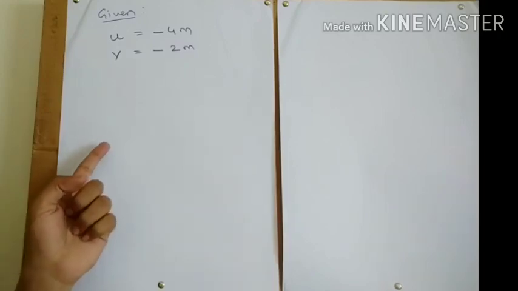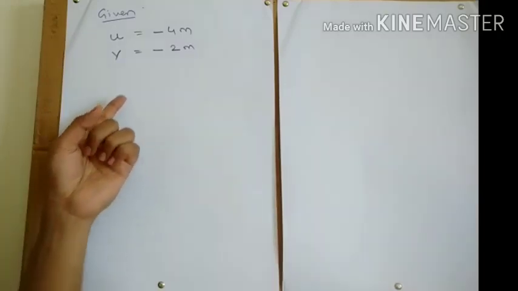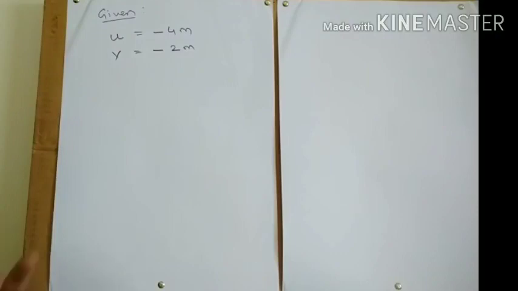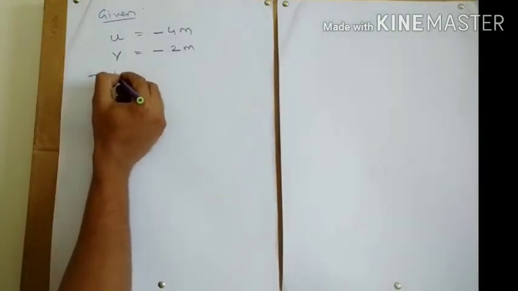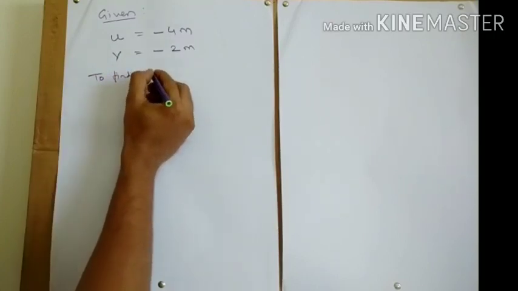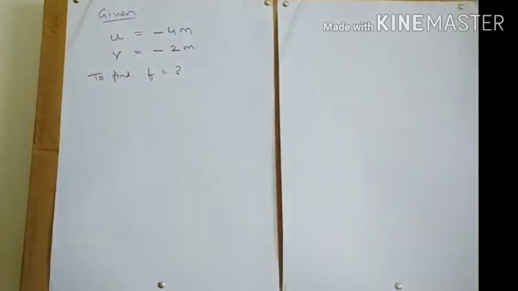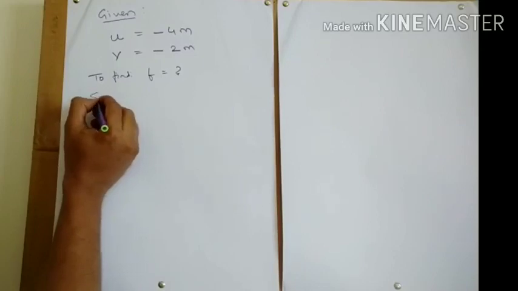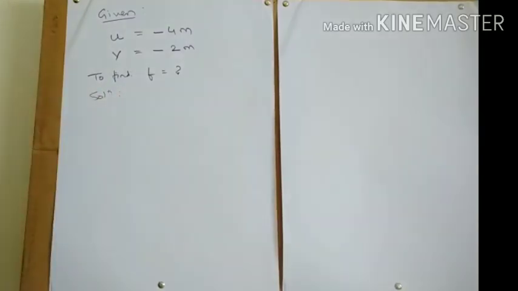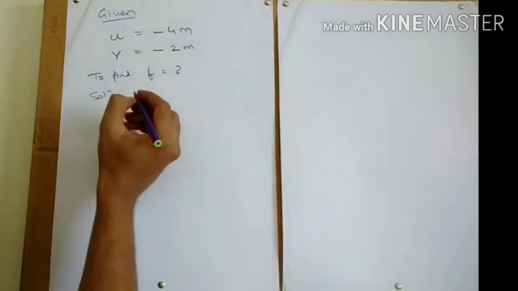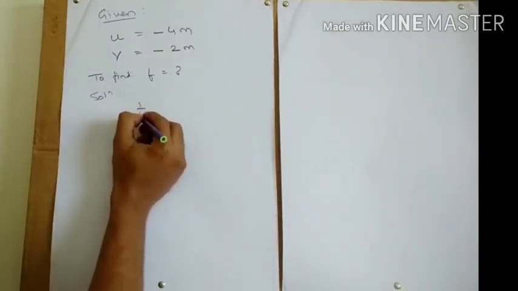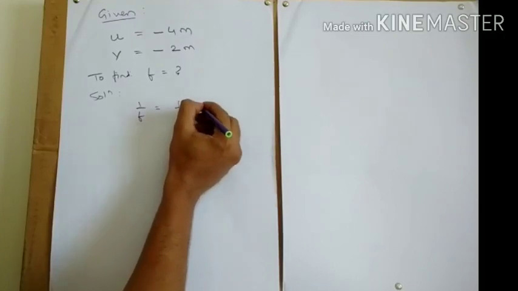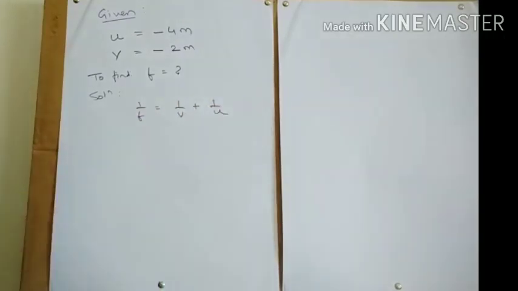Whenever you are solving questions on mirrors, you have to write the proper sign, otherwise the answer will be incorrect. Now, what do we have to find? We have to find the focal length f. So let us begin. Solution. We will be using the mirror formula, of course. What is the mirror formula? Mirror formula is 1 by f equals 1 by v plus 1 by u.